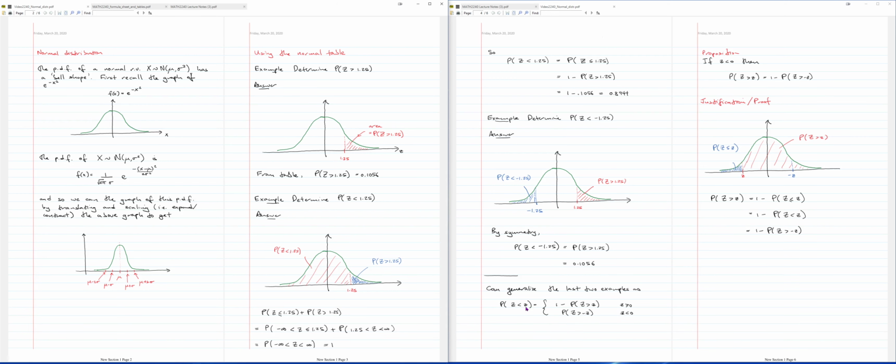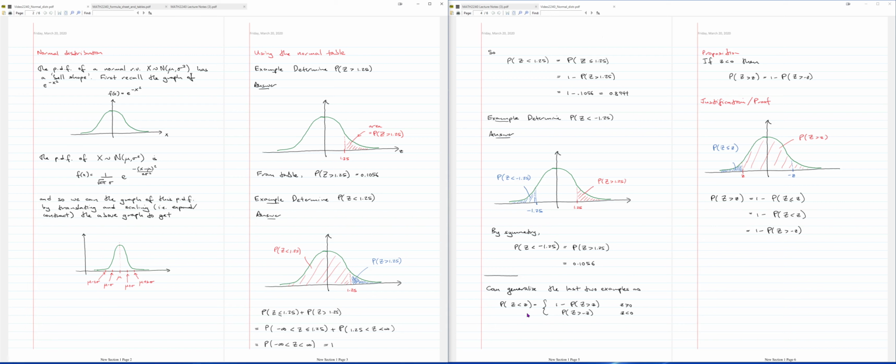If z is less than something, there are two ways to do it. The two ways depend on whether what I have over here is positive or negative. If it's positive and it's z less than, then you need to do this business with the 1 minus, which is what this formula is saying.